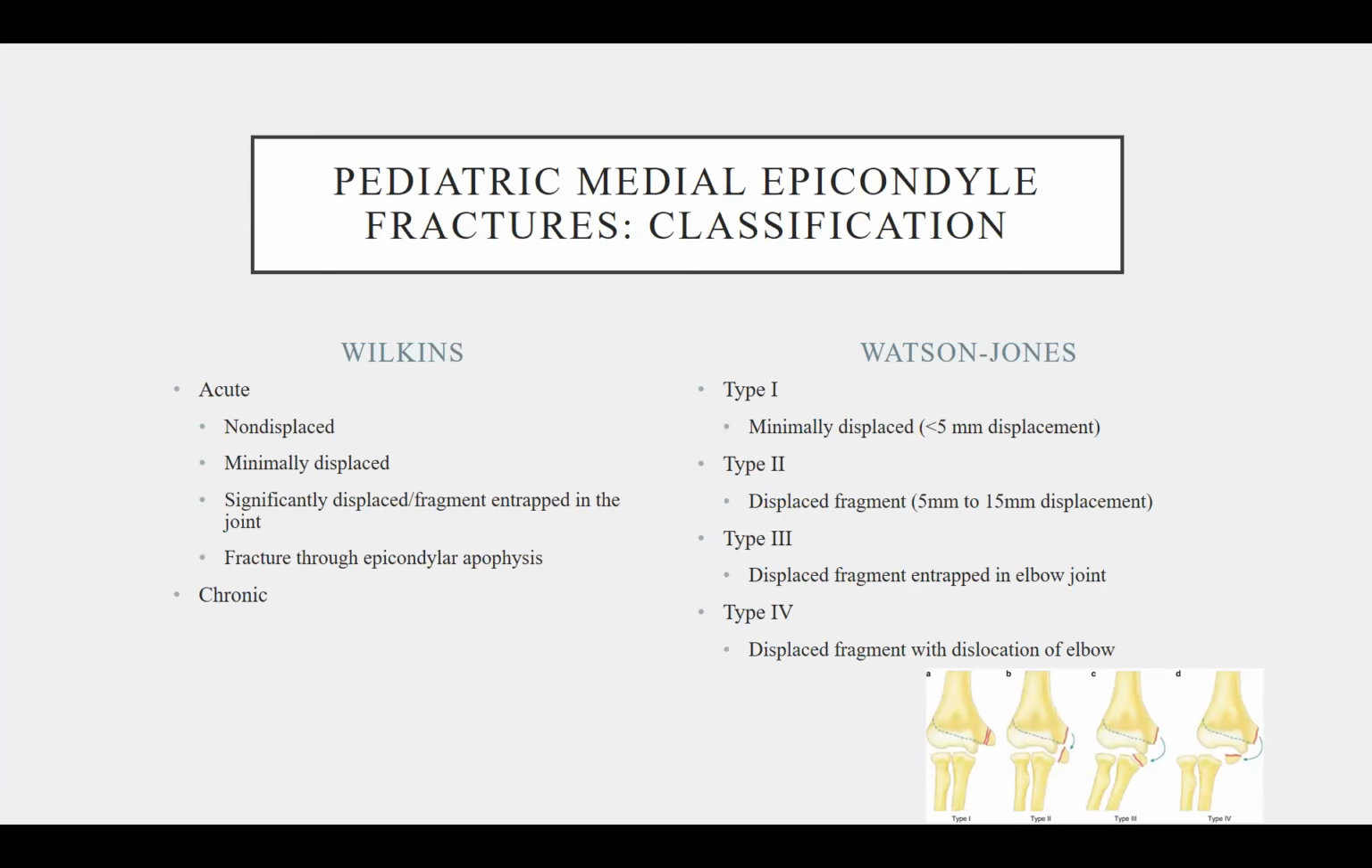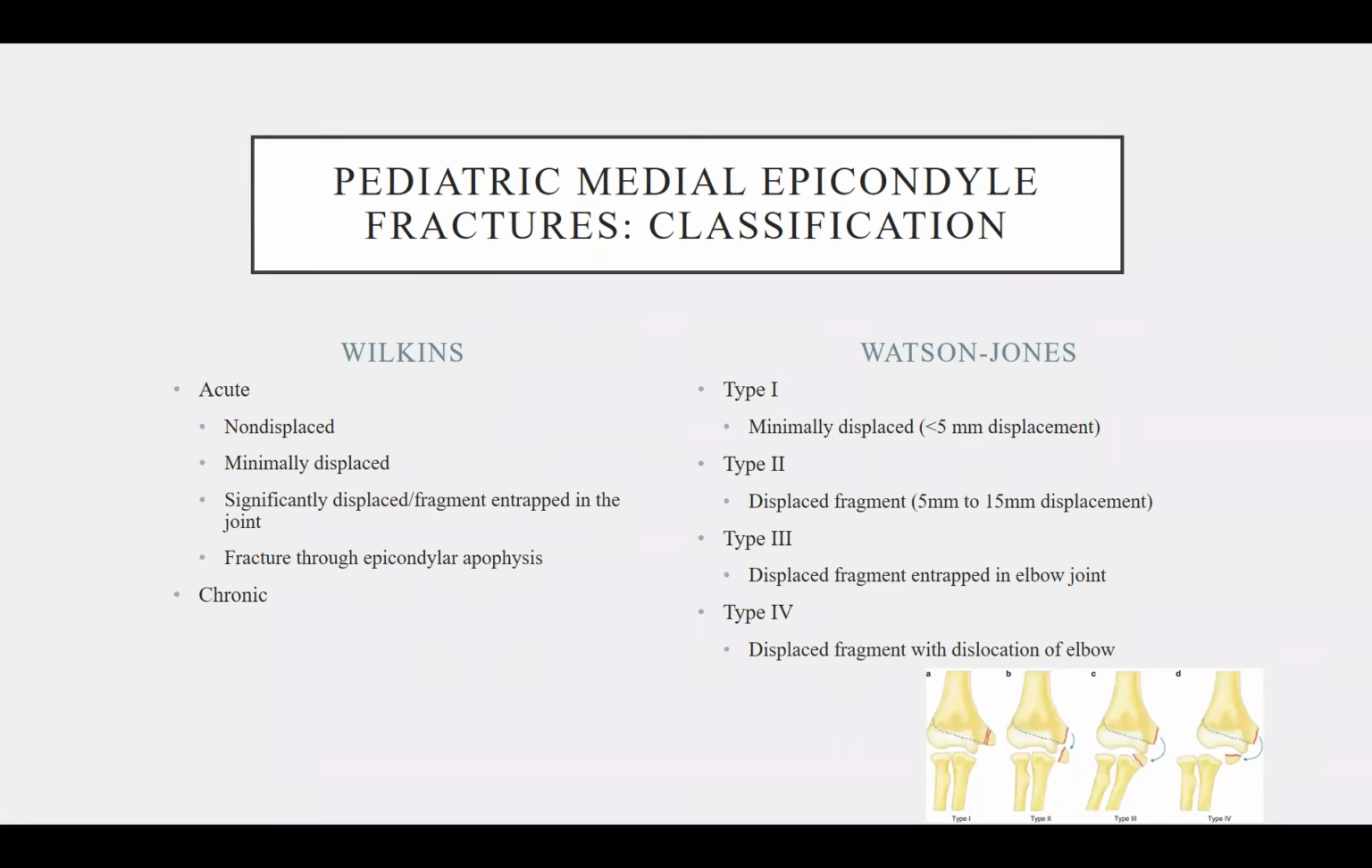Classification is based on the AP radiograph, which allows for significant variation in measurements due to factors such as radiographic positioning and alignment. Wilkins classified fractures as acute or chronic, with acute fractures subdivided into 4 categories: non-displaced, minimally displaced, significantly displaced with the fragment trapped in the joint, and fractured through the epicondylar apophysis. Chronic injuries are related to tension stress, as in Little League elbow syndrome, in young baseball pitchers who throw in excess, as well as young pitchers just learning to throw curveballs.